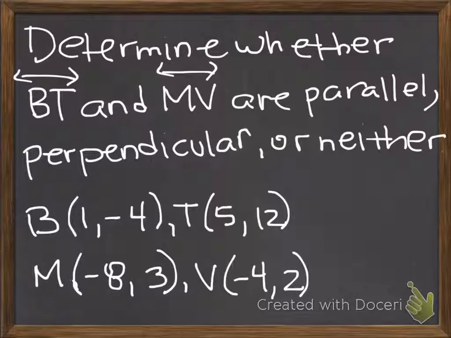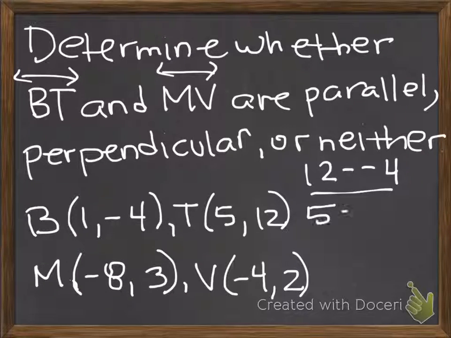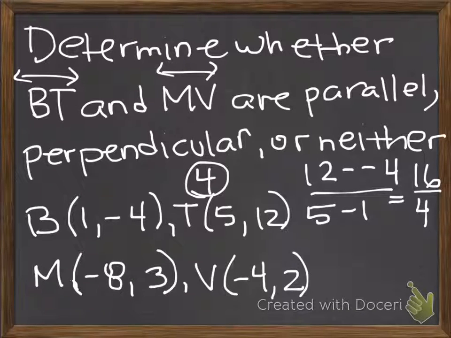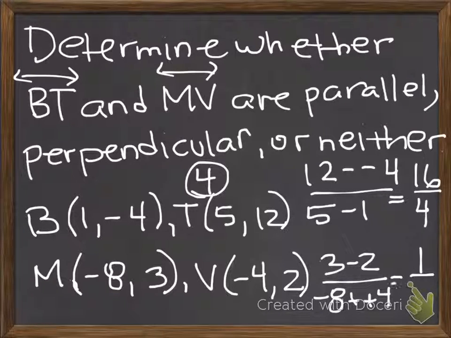So let me find the slope of BT. So 12 minus negative 4 over 5 minus 1 would be 16 over 4, or 4. So we're going to compare that to the slope for MV. And that's going to be 1 over negative 4. So they are opposite signs and they're reciprocals, so these would be perpendicular.